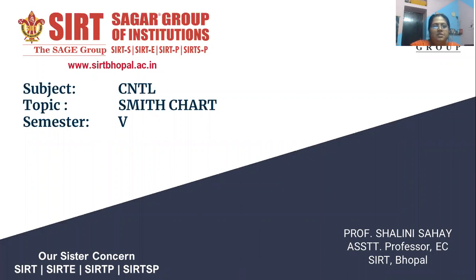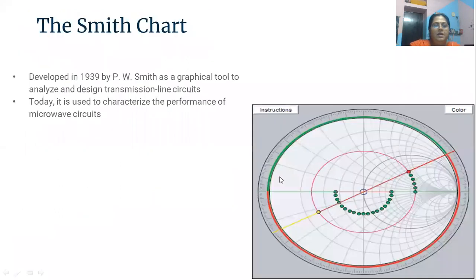Today in this lecture, we are going to discuss the Smith chart. The Smith chart was developed in 1939 by P.W. Smith. It is a graphical tool to analyze and design transmission line circuits. Today, it is used to categorize the performance of microwave circuits.